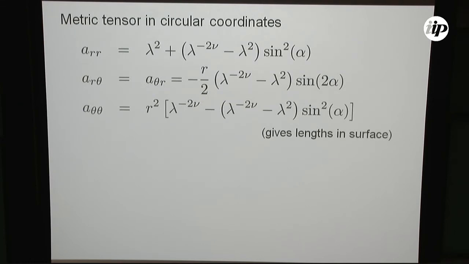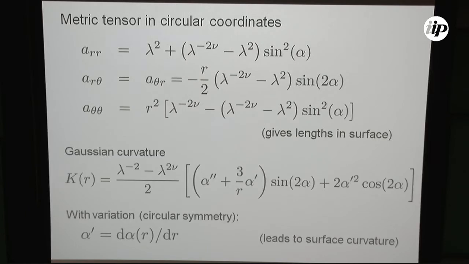And it'll be useful to have the metric tensor in circular coordinates, and so this is it. It's got components r r, r theta, theta r, and theta theta. This is an especially useful one, and it's very simple to write down. The spatial dependence of the metric comes from the spatial dependence of the angle alpha that the director makes with the radius vector.